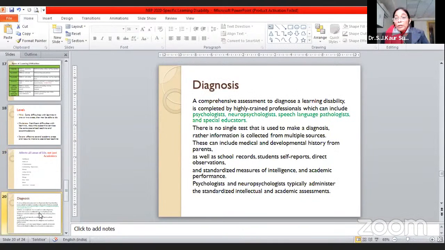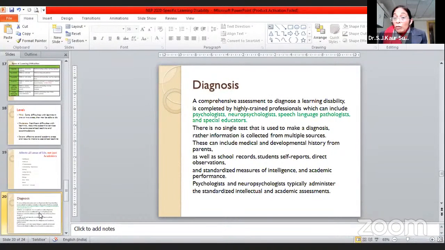Now, diagnosis. How to diagnose, right? The diagnosis is a very comprehensive assessment. And psychologists, neuropsychologists, speech language pathologists, and special educators, they all do that. It's a team who identifies whether the child is learning disabled or not. It's a team. And there is no single test. कोई एक टेस्ट नहीं है इसका जो आपको बता दे, आपने ब्लड टेस्ट किया और बता दिया कि विडाल टेस्ट में अभी टाइफाइड है कि नहीं है, कौन सा फीवर है. इट्स नॉट लाइक दैट. हियर देयर इज नो सिंगल टेस्ट जो आपको कर दे.